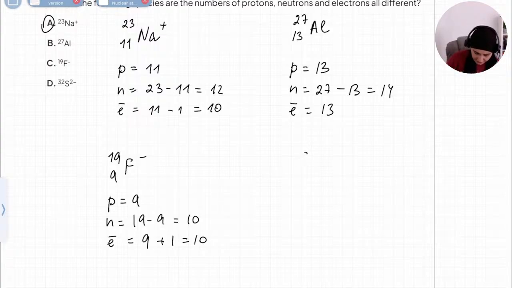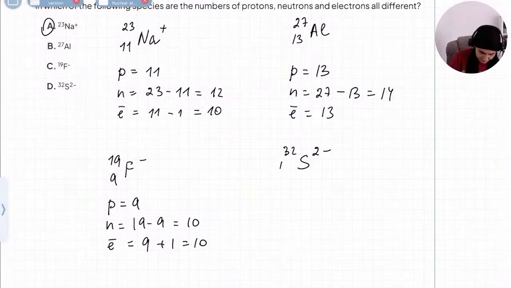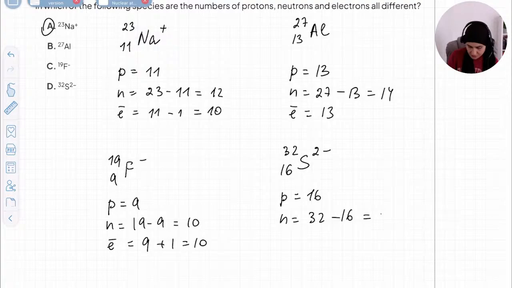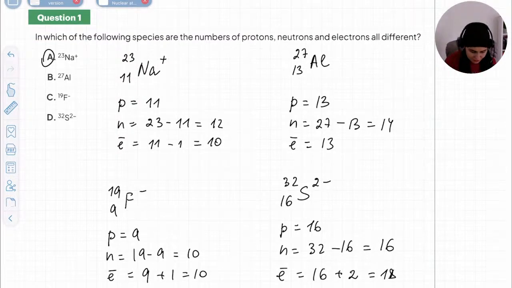And finally sulfur 2 minus 32. In the periodic table, sulfur is here, so 16 protons. Neutrons is 32 minus 16, so 16, and electrons 16 plus 2, because the charge is 2 minus, so they've added 2 electrons, which is 18. 18 electrons, so an equal number of protons and neutrons. That's why it's not an option in our question.